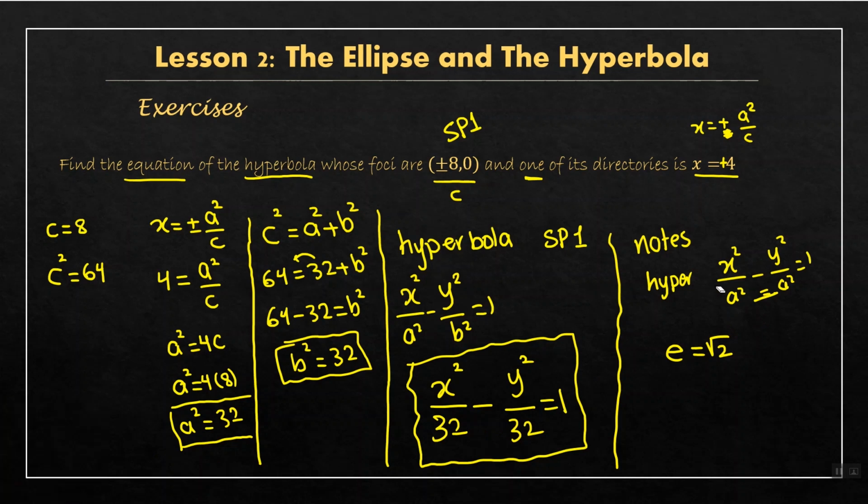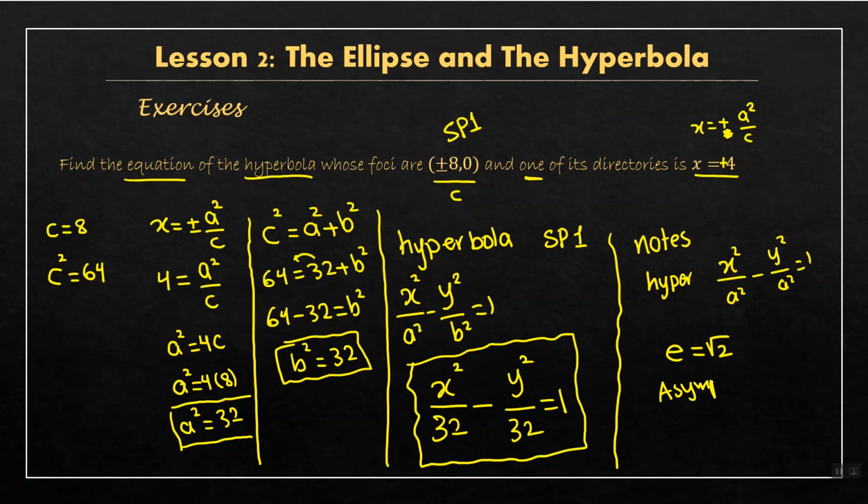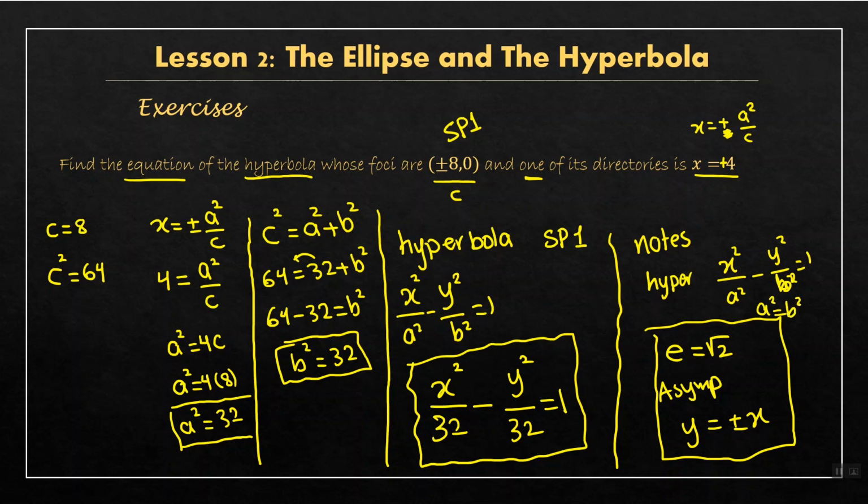And one more thing, the asymptotes of this hyperbola, if they ask you to find the asymptotes, are always y equals plus minus x. So these two are always true whenever we have a hyperbola where a squared equals b squared. This is just some extra information.